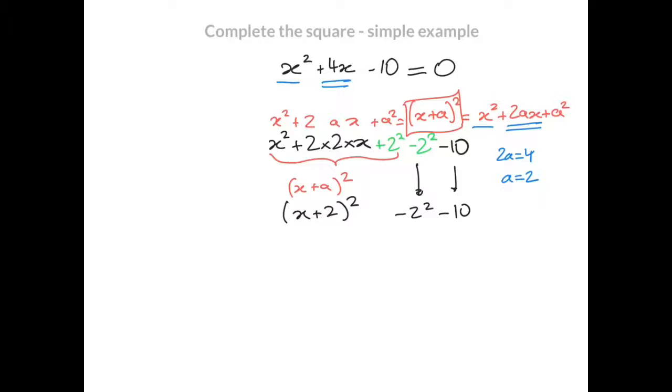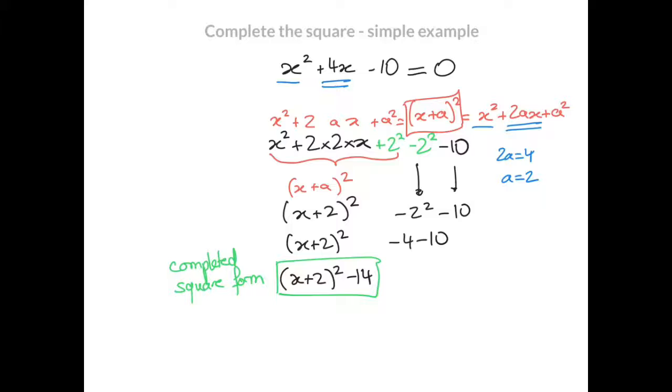We can then collect the numbers at the end of the expression. So we have a -4 -10, and we end up with (x plus 2) squared minus 14, and this is the completed square form.